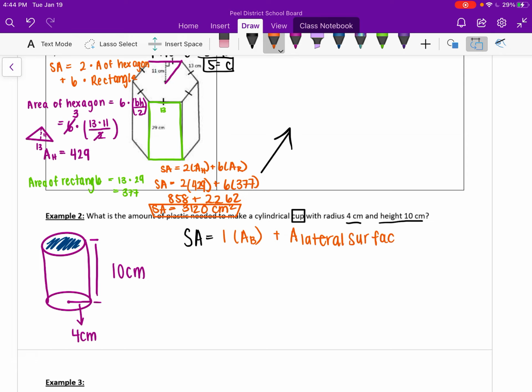Right, so this is where I need to be able to modify my formula. My area of the base is just going to be pi r squared, because that's the area of the circle, plus my area of the lateral surface, which is still 2 pi rh.